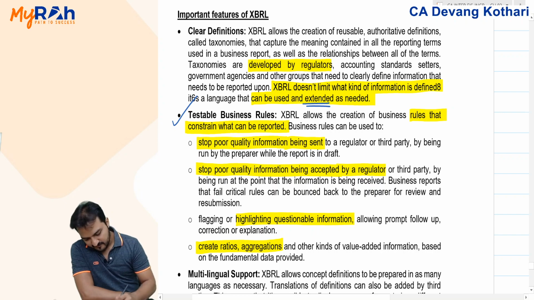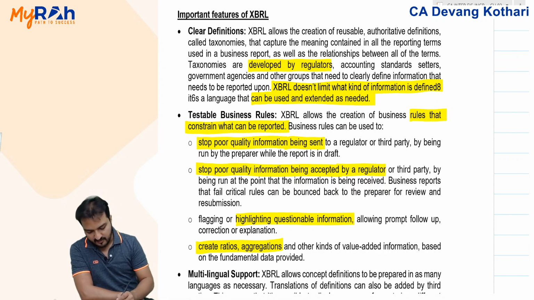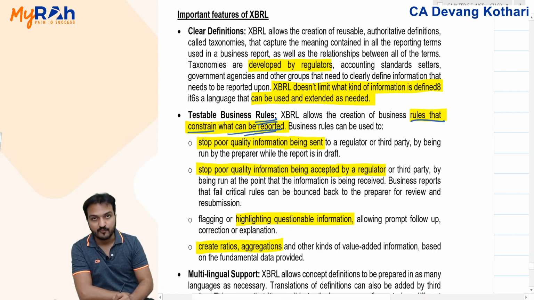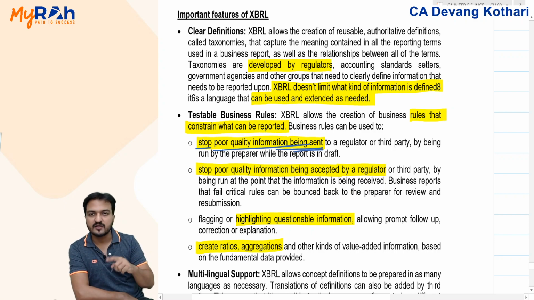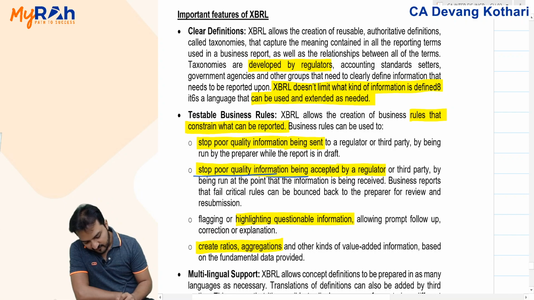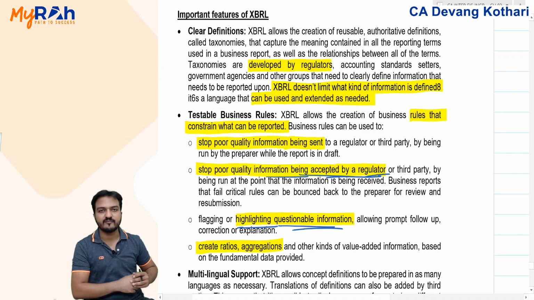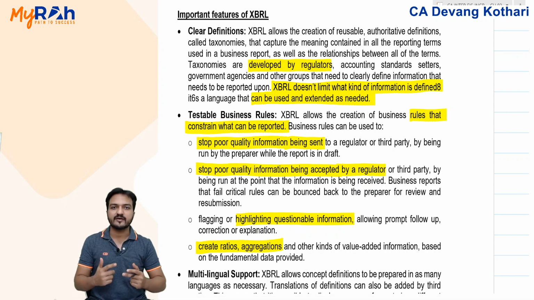Testable business rules says that the server can test the data that you file immediately when you file. The server can do the testing because the server contains such rules, rules that will constrain what can be reported. It will stop poor quality of information being reported. If your data contains some mistake, the server can immediately reject your filing and you will be asked to file again. It will stop poor quality information from being accepted by the regulator. It will also highlight questionable information. Any wrong information will be highlighted and given to you so that you can make a correction and give it back.